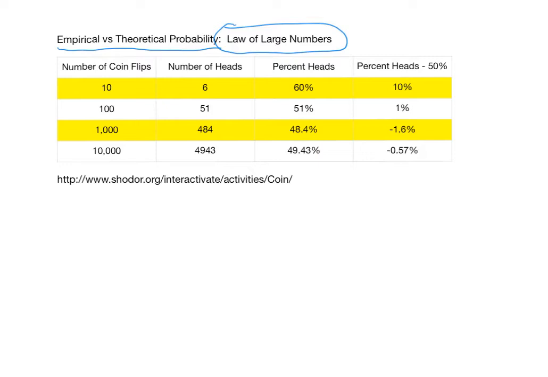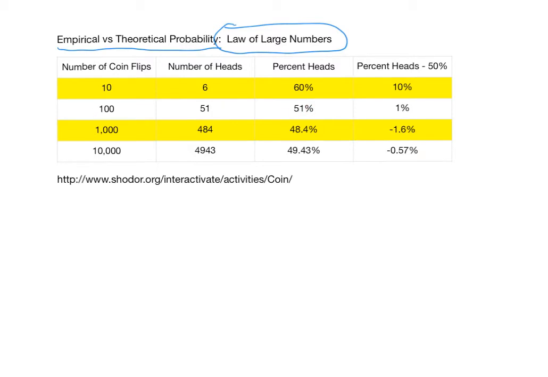It would be hard to get 10 heads out of 10 flips, but 6 or 4 out of 10 is not extreme in any way. So what if we kept doing this? I had the simulator flip a coin 100 times, 1,000 times, and 10,000 times. When the computer flipped the coin 100 times, there were 51 heads, giving us 51% heads.